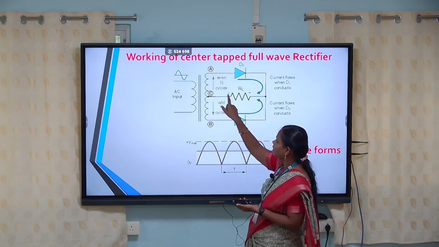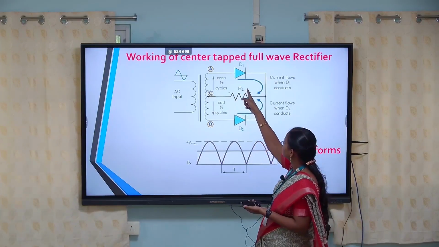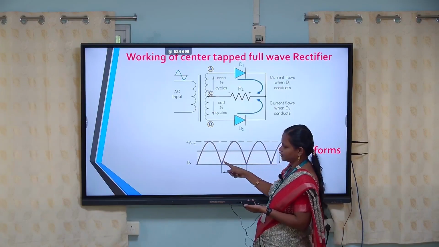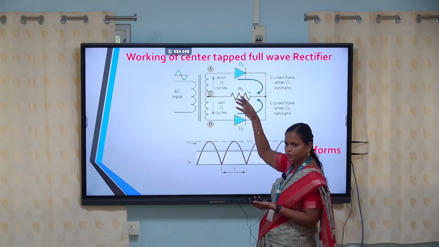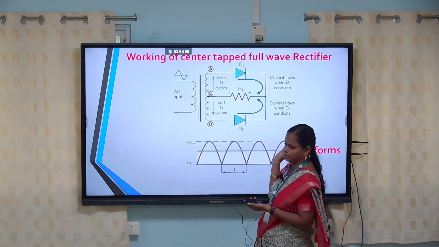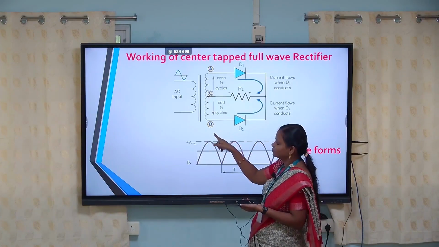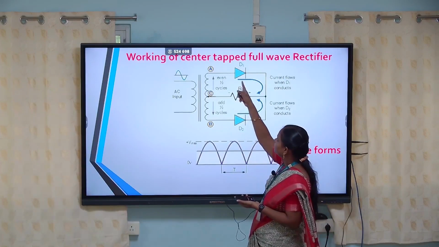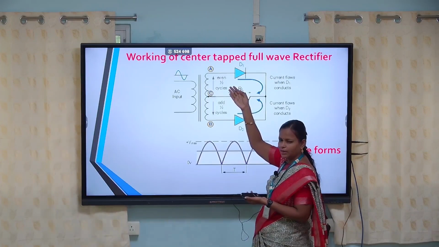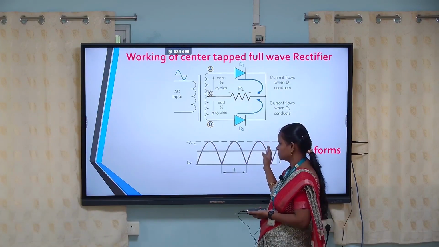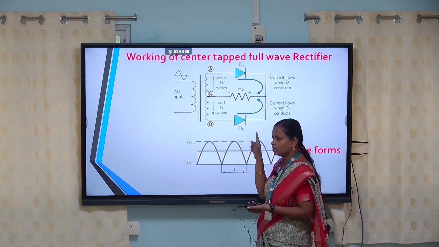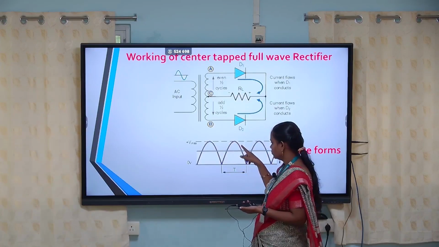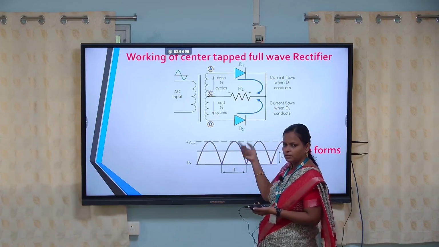The positive end A makes the diode D1 forward biased, so current conduction takes place during the positive half cycle of the AC input voltage by means of the diode D1. During the negative half cycle, end B becomes negative, which makes the diode D2 forward biased and D1 reverse biased, so that current conduction takes place through the diode D2. That is also another output, by means of the negative half cycle of the AC input voltage.